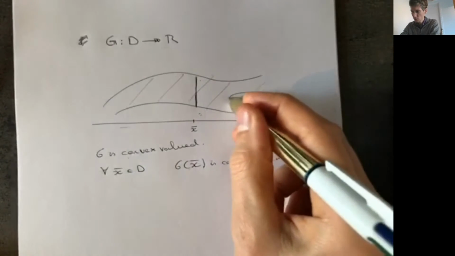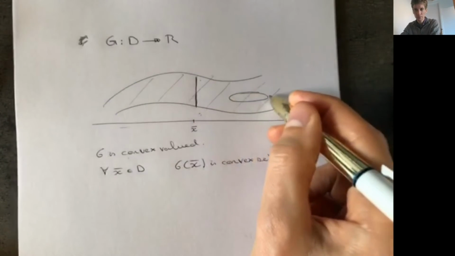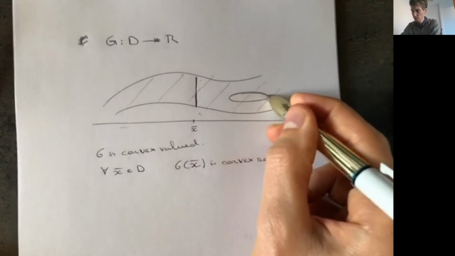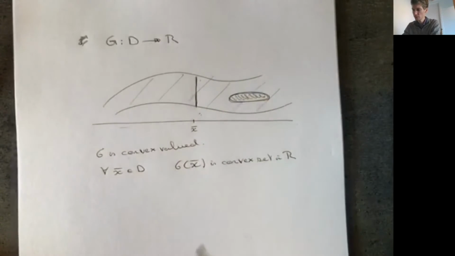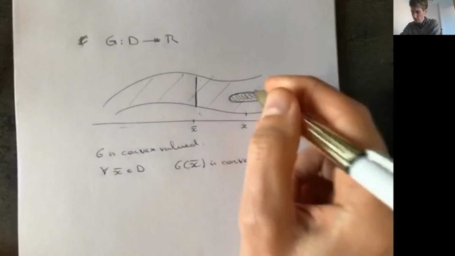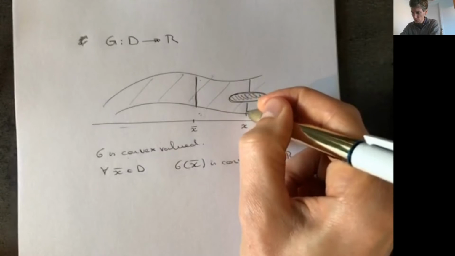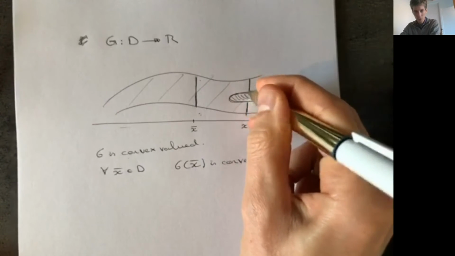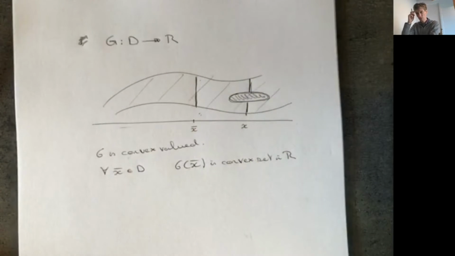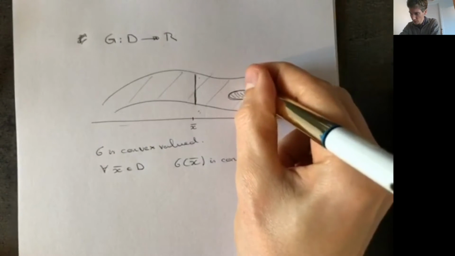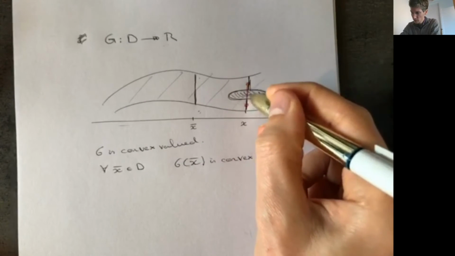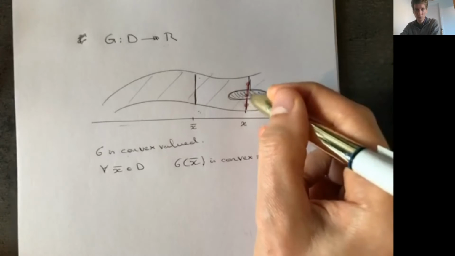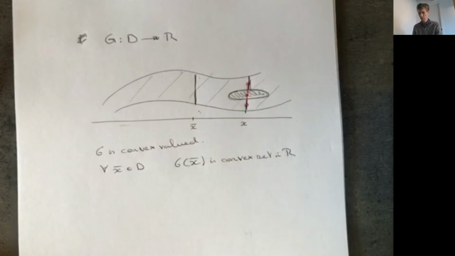So for example, if I would have a situation where I have a gap in the correspondence here, right? So this part here is not part of the correspondence. Then for example, for this particular x, I look at G of x, which is this portion plus this portion, and you see that this is not convex valued, right? Because I can take a point here, I can take a point here, and then there are elements on the line segment between the two that are not in the correspondence.